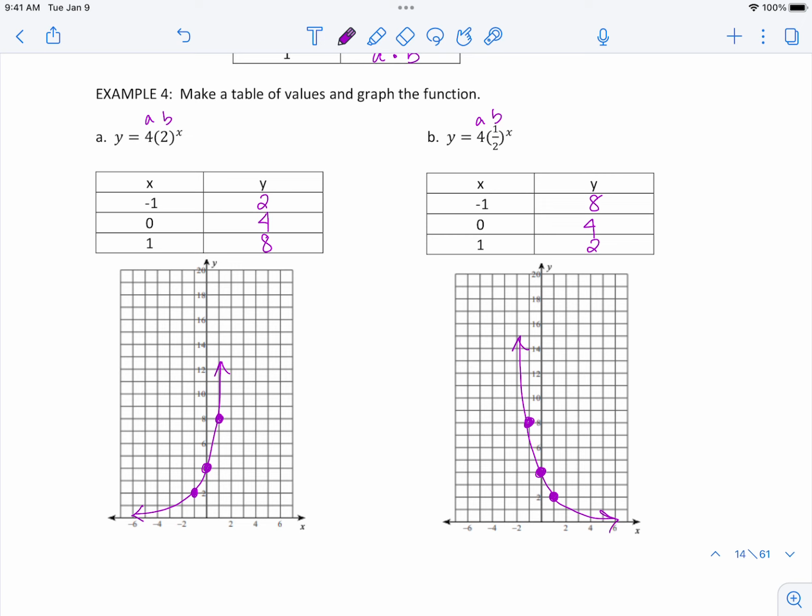Now, if you notice, my b values, 2 and 1/2, are reciprocals. So you'll notice the values at -1 and 1 switch. When my b is 2, we have exponential growth. When my b is 1/2, we have exponential decay. And so these graphs are almost mirror images of each other, just flipped around the y-axis. And that's all we have for today.